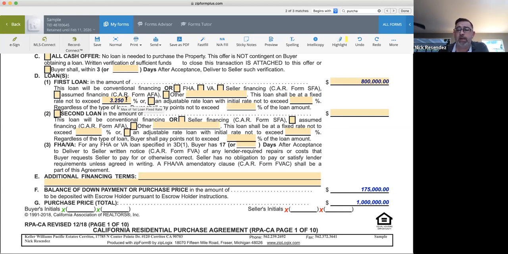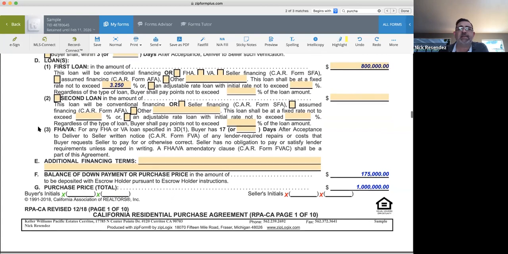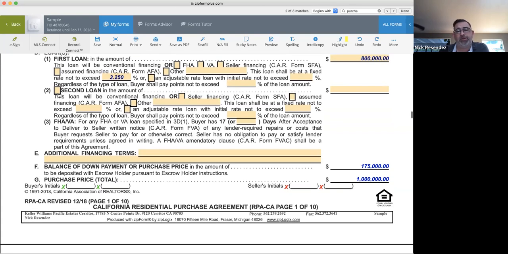It is important to put a rate in here though, because if the rate gets too high, it could potentially affect your buyer's ability to qualify for the loan. So give them another reason to cancel, okay? If it happens to be adjustable, there's a section for adjustable as well. If you're getting a second loan, you'll check the box and put in the second loan information.